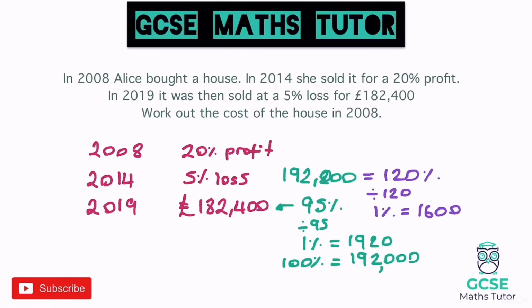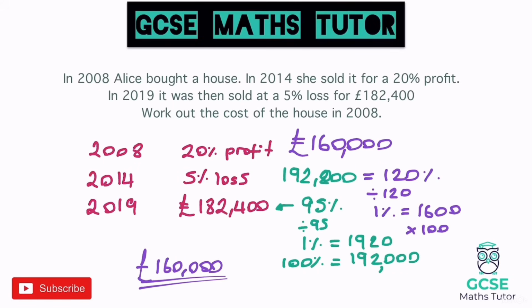And again, you can times that by 100 to get 100%. And our original cost up here would be 1,600 with 2 zeros on the end, so £160,000. There we go, so 160,000. So that's it using a calculator. That's moving through 2 reverse percentages there, one with a decrease, one with an increase.